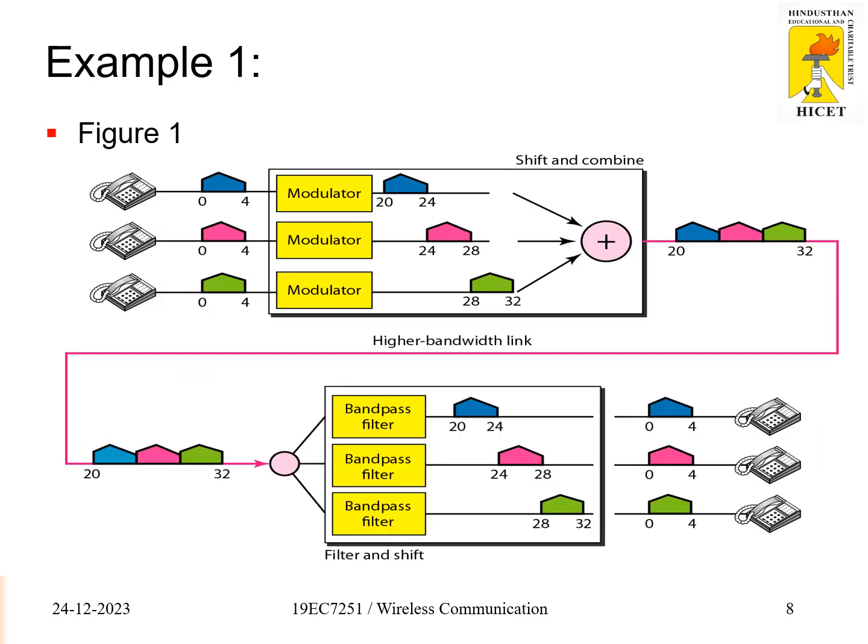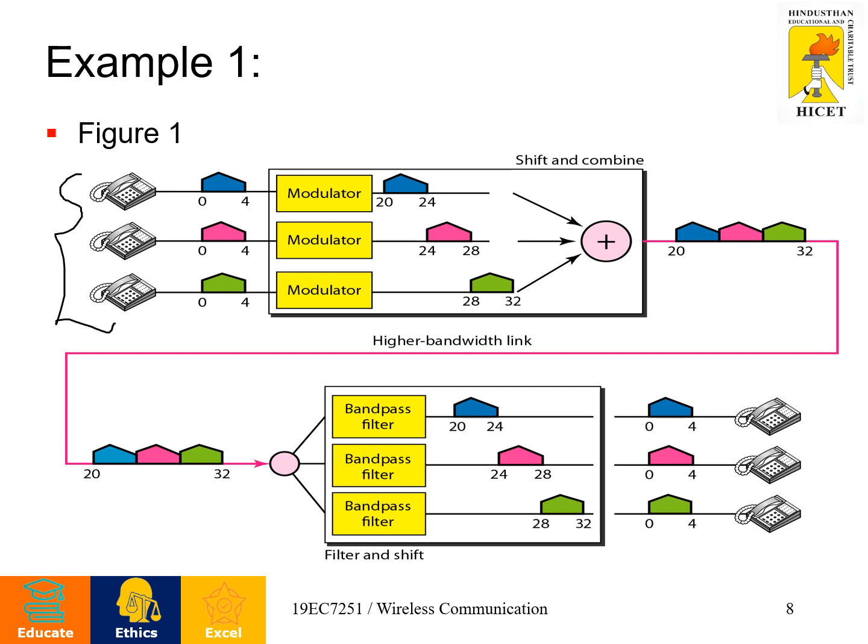This is the diagram point of view for understanding, pictorial way of understanding. Here comes the three different signals. It has to use 4 kilohertz, obviously 20 to 24, 24 to 28, and 28 to 32, whereas the allocated range is 20 to 32. So this is how it is getting multiplexed and it is transmitted, and at the receiver again it is decoded or demodulated by means of band pass filters with the specific range.